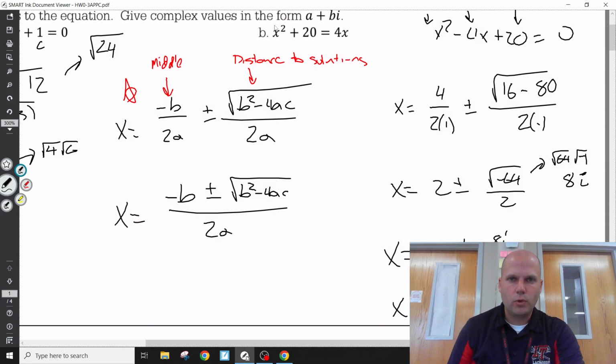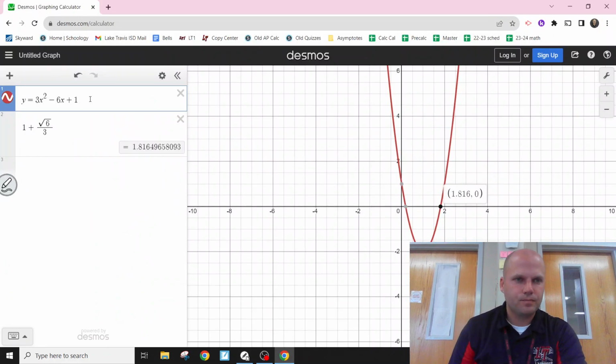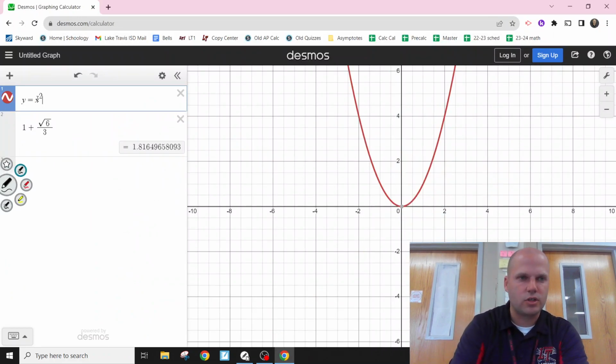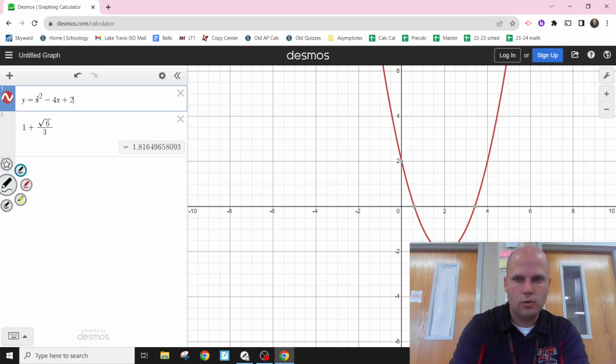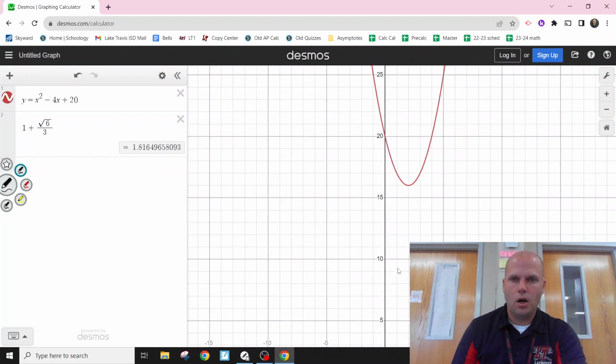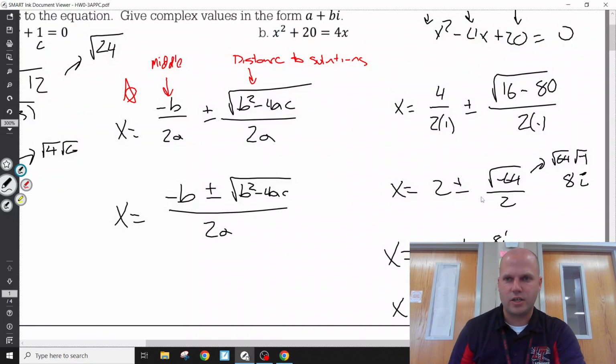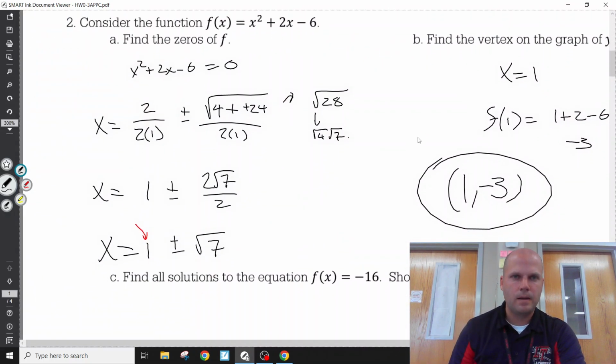This one, we would have to use a different program to find the complex solutions. But for now, you can just see, oh, there are no real solutions. This graph does not cross over the x-axis, so the imaginary solutions make sense to me.